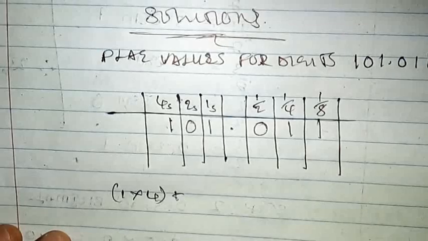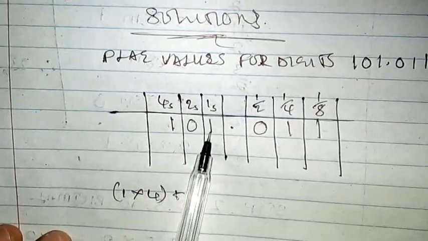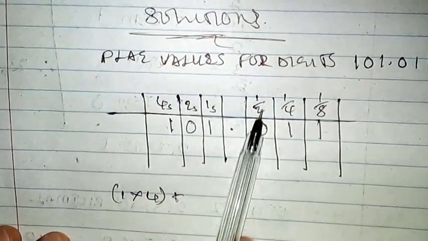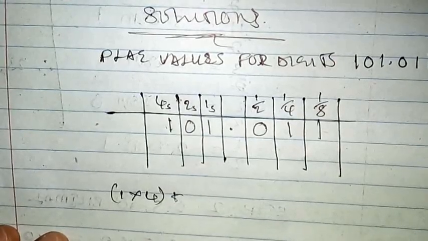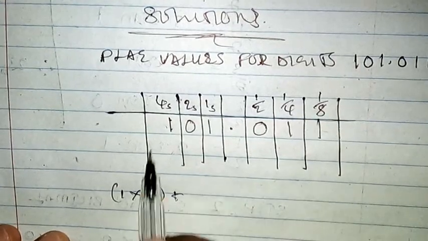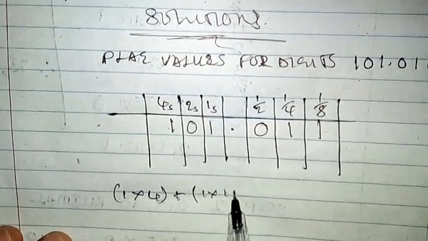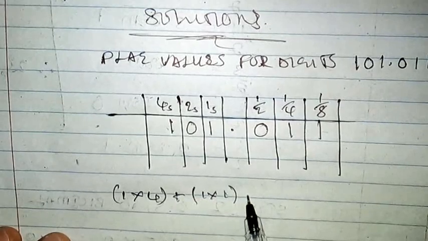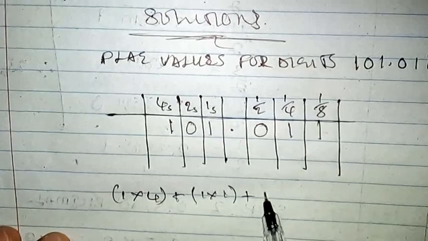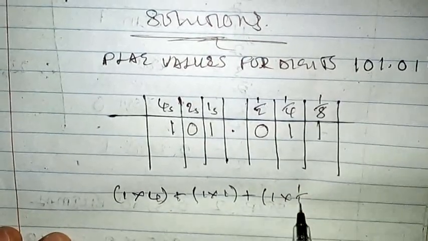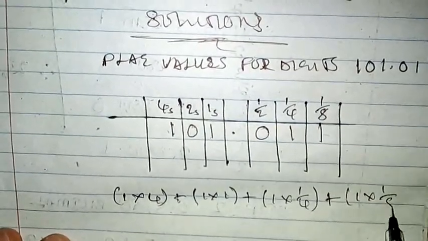In short, what I'm trying to say here is that we're only going to multiply these digits that have 1 here, this one, this one, this one, and this one, because the others will result in a 0, which doesn't make sense, because if we add 0 to a number, it's that same number. So we have multiplied 1 by 4. Now let us multiply 1 by 1. 1 times 1. Then we are going to add 1 times 1 over 4, and then add again 1 times 1 over 8, like so.